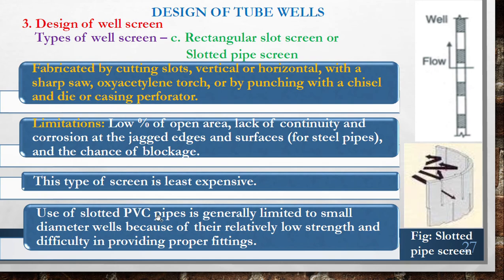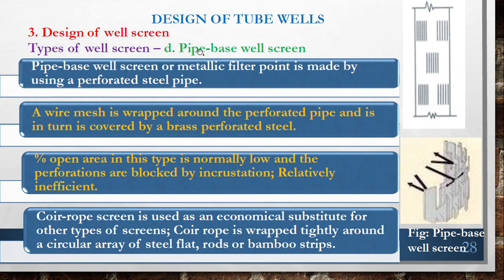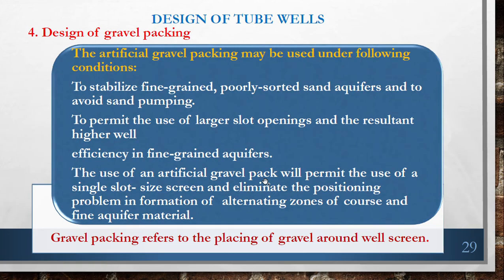Mainly slotted PVC pipes are sometimes used. And the final one is the pipe-base well screen. A wire mesh is wrapped around the perforated pipe and is in turn covered by a brass perforated steel. So here we are using wire meshes wound around this one. The percentage open area in this type is normally low, and the perforations are blocked by incrustations. So these are the different types of well screens.